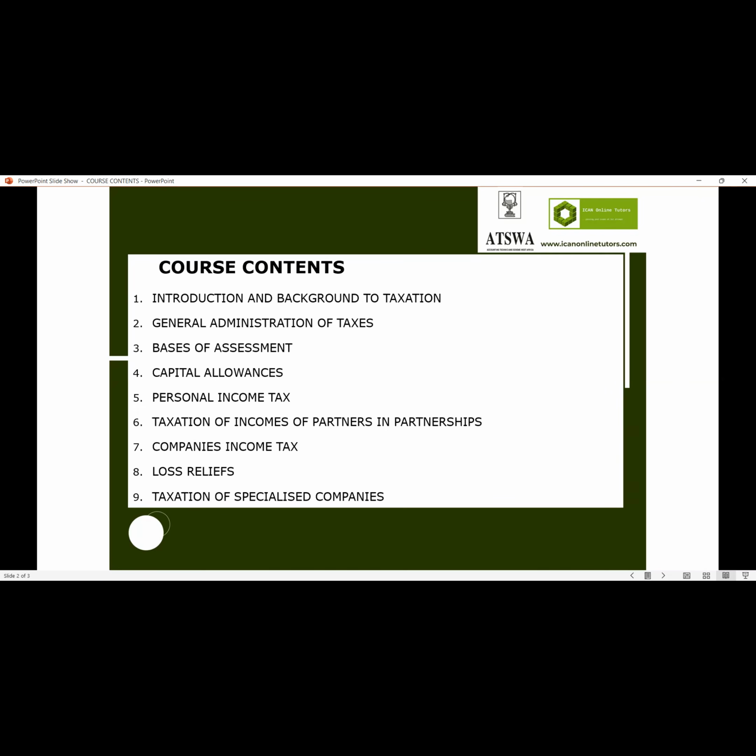Also, we have our capital allowances. Capital allowances is a tax allowance in lieu of depreciation to taxpayers that have acquired qualifying capital expenditure during an assessment year. Capital allowances is a tax allowance that is granted in lieu of depreciation to a taxpayer that has acquired qualifying capital expenditure in a particular assessment year. Also, we have personal income tax.